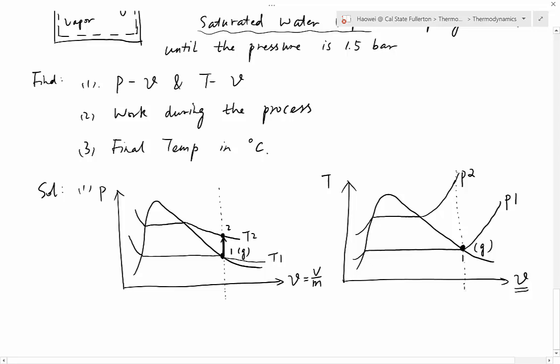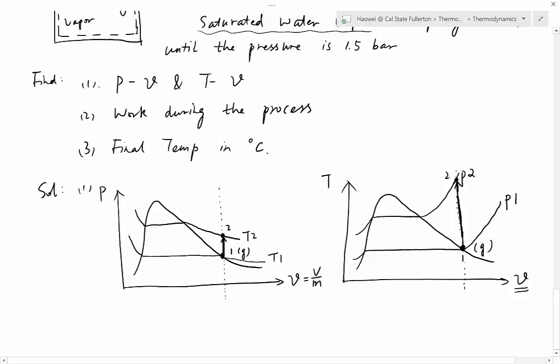Okay, and then where is number 2? Let's locate point number 2. We know point number 2 must be on the P2 line because the pressure of point 2 is P2. And also point 2 must be on this vertical dash line because it is a constant volume process. So we find number 2 at the intersection, which is here. So this is number 2. So from 1 to 2, it must be on this vertical line. 1 to 2, go straight up.